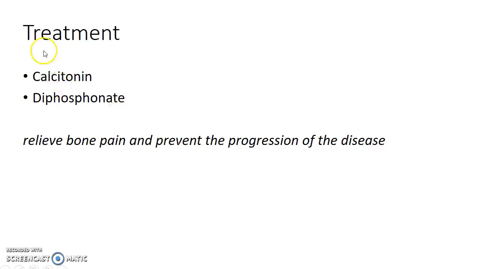How do you treat a case of Paget's disease? The goal of medical treatment is to relieve bone pain and prevent the progression of the disease. We can give calcitonin or diphosphonate like alendronate for a patient with Paget's disease.